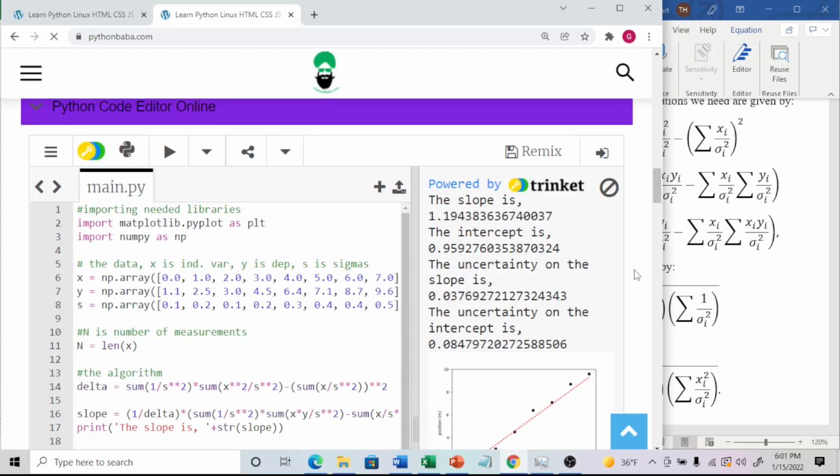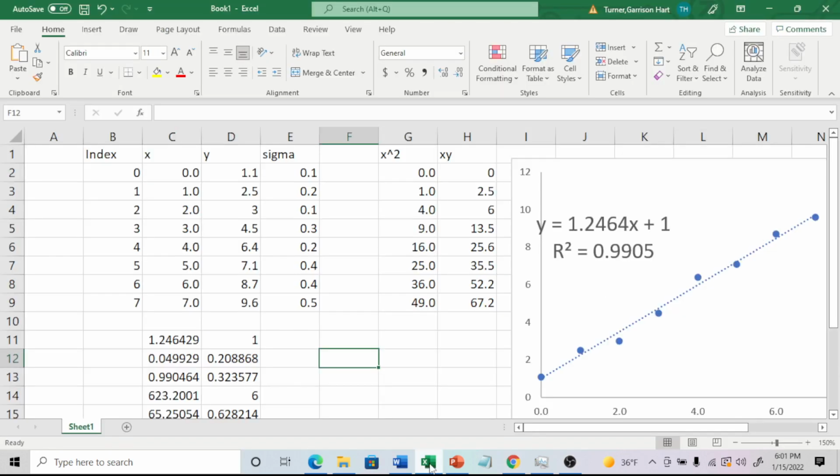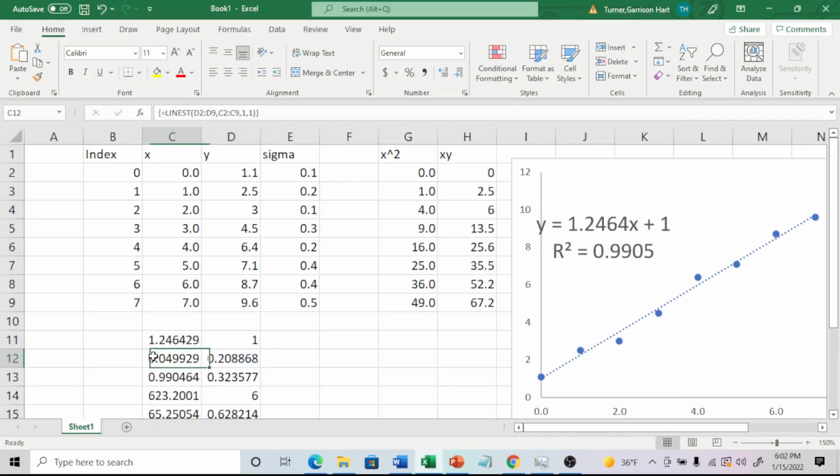Okay, so those look a little bit more believable, right? Those are a little bit more akin to the errors we were getting here and here. But notice, in this case, the uncertainty on our slope, 0.037, is actually a little bit smaller than the uncertainty on the slope without errors, okay? So this is a bit of an anomaly.